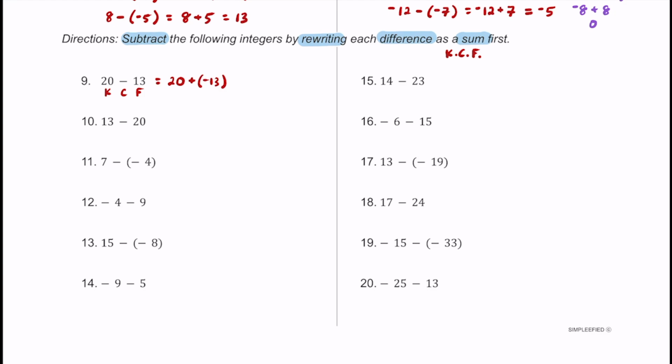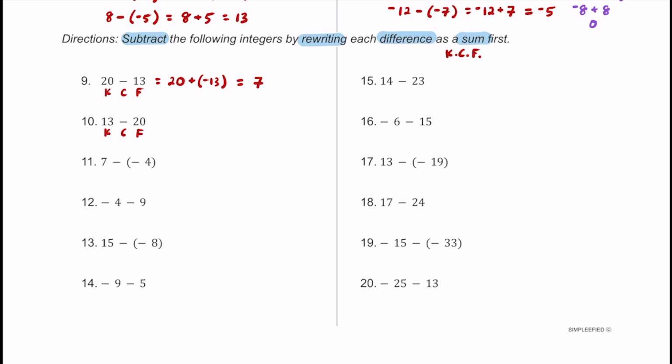Now they're opposite signs, so make sure you subtract their absolute values. 20 minus 13 is going to be 7. And then we keep the positive just because 20 has a greater absolute value. For number 10, we're going to also keep, change, flip. For all these, we're going to keep, change, flip.